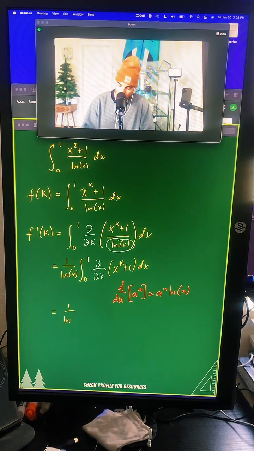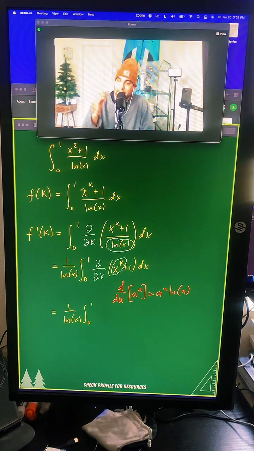Okay, I have 1 over ln of x, integral from 0 to 1 of this partial derivative. This is the tricky part. I need to take the derivative of x to the power of k, but I'm taking the derivative in terms of k, so this is going to become x to the power of k times natural log of x dx. Again, I just took the partial derivative.